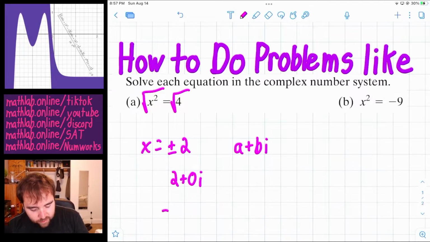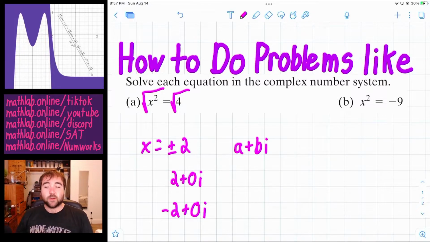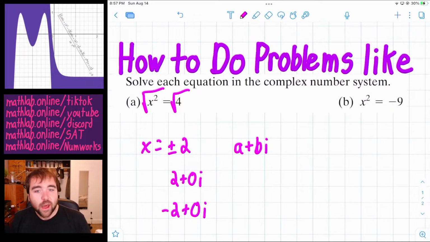And that may seem like a cop-out, but a lot of things in math are like that. That's totally legit. That's a complex number. It's just that the imaginary part is 0. So it's also a real number. So it's a real number and a complex number.